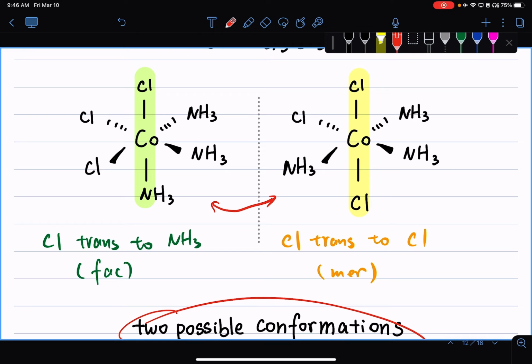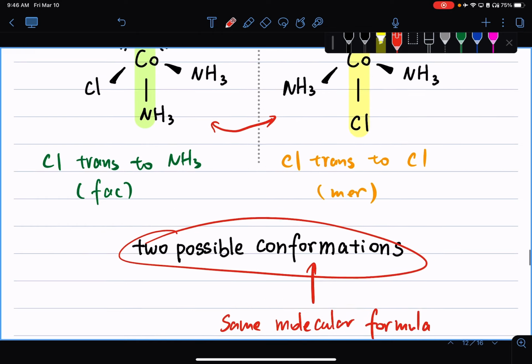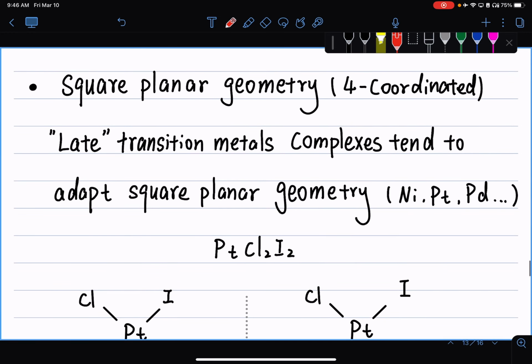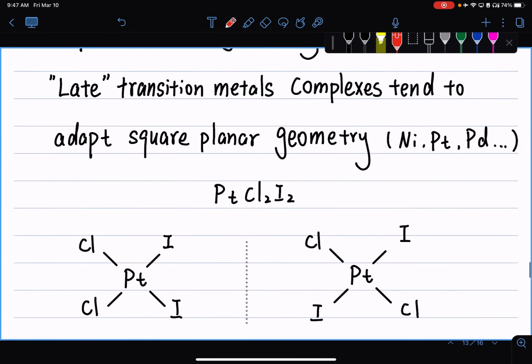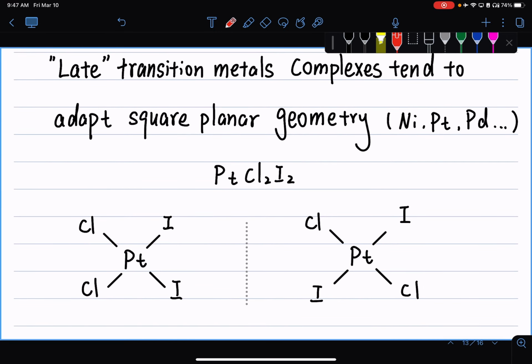We could also have square planar complexes. So square planar complexes, they're square planar, so it's 4-coordinated. We typically observe square planar geometry in late transition metals. This part you don't need to remember. I'll always tell you what the geometry is. But what you want to know is, looking at these 2 geometries, can you label them with the correct notation? And can you tell what's the difference between these 2 geometry?